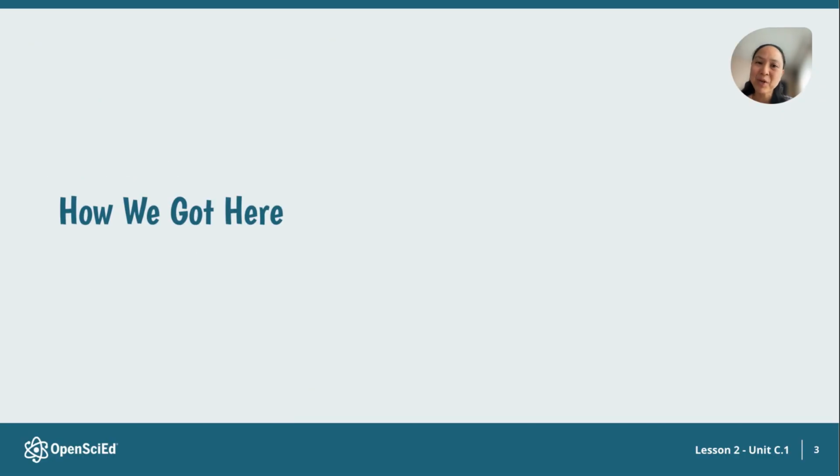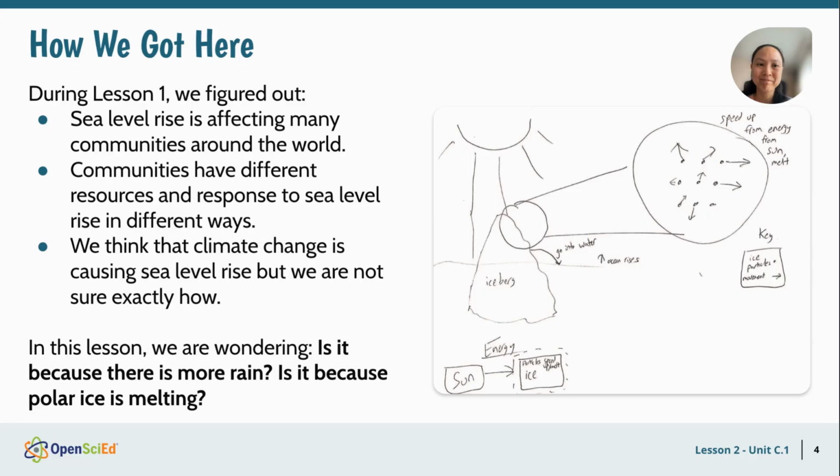First, let's recap on how we got to Lesson 2. At the end of Lesson 1, we conclude that many communities globally are affected by sea level rise. This motivates us to figure out ways to slow sea level rise. But first, we have to understand what causes sea level rise. We think sea level rise is caused by climate change, but we are not sure exactly how.